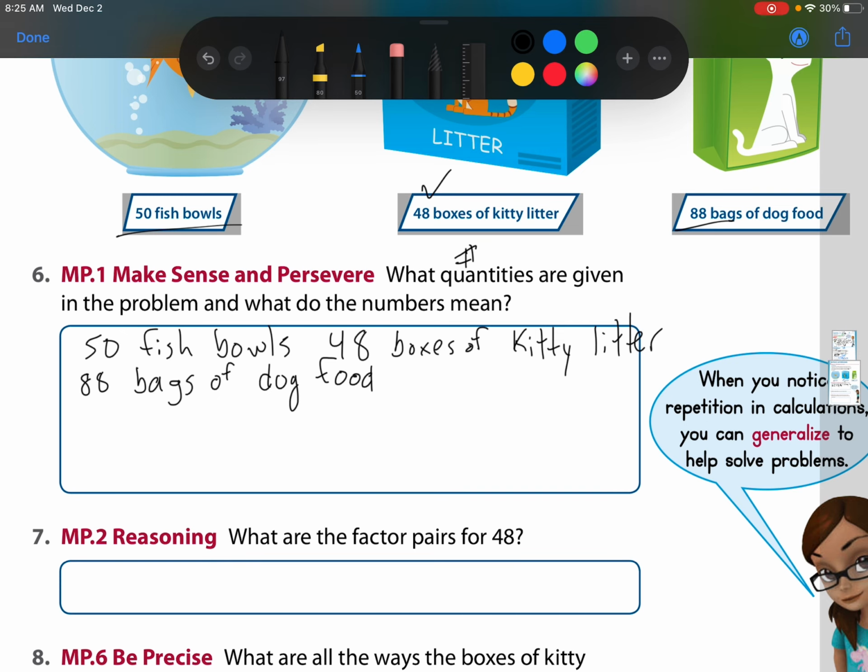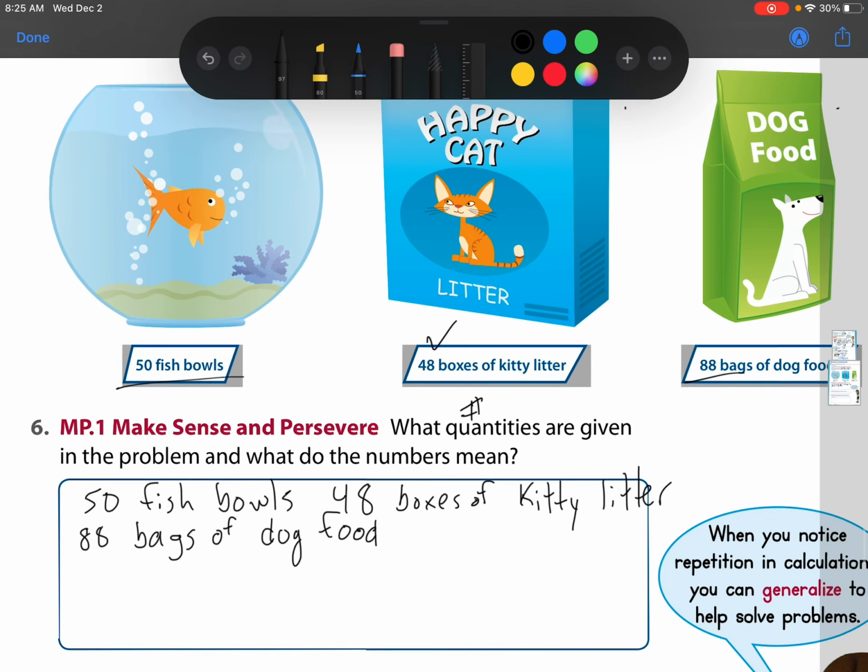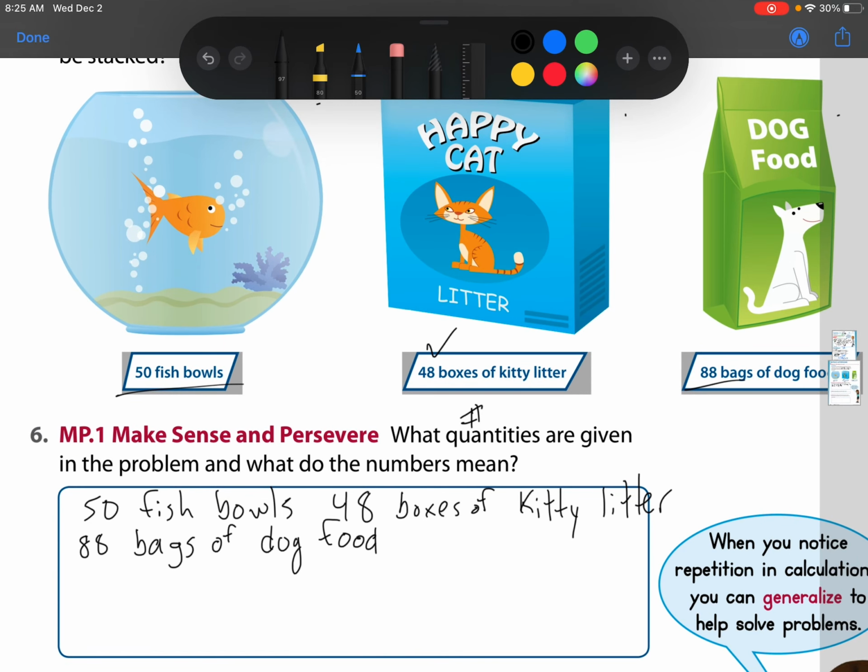Well, not here, but up here I see the number 3 rows and 3 boxes. So I see 3 is the number of displays and the minimum number of rows. So 3 is the number of displays, the minimum number of rows. And what else do I notice? It was the minimum number of kitty litter boxes in each row.